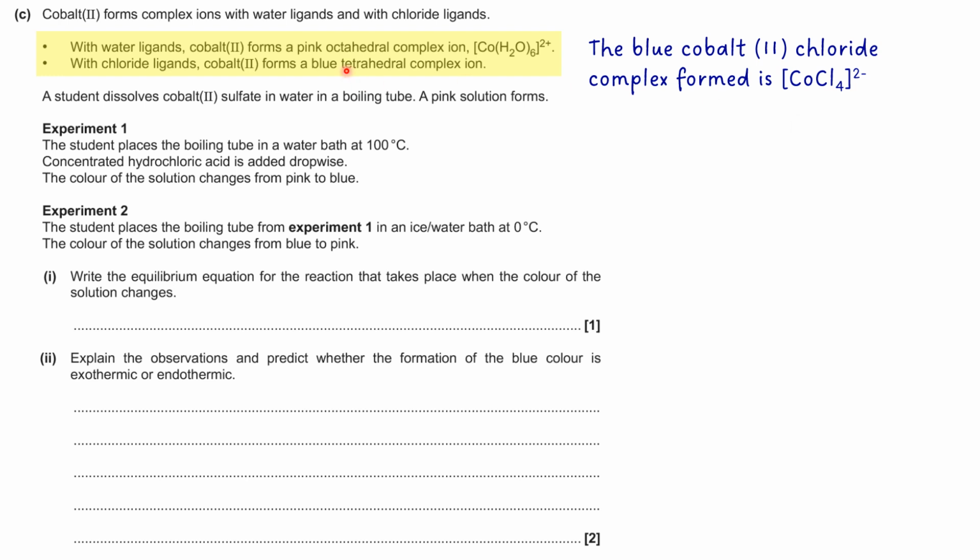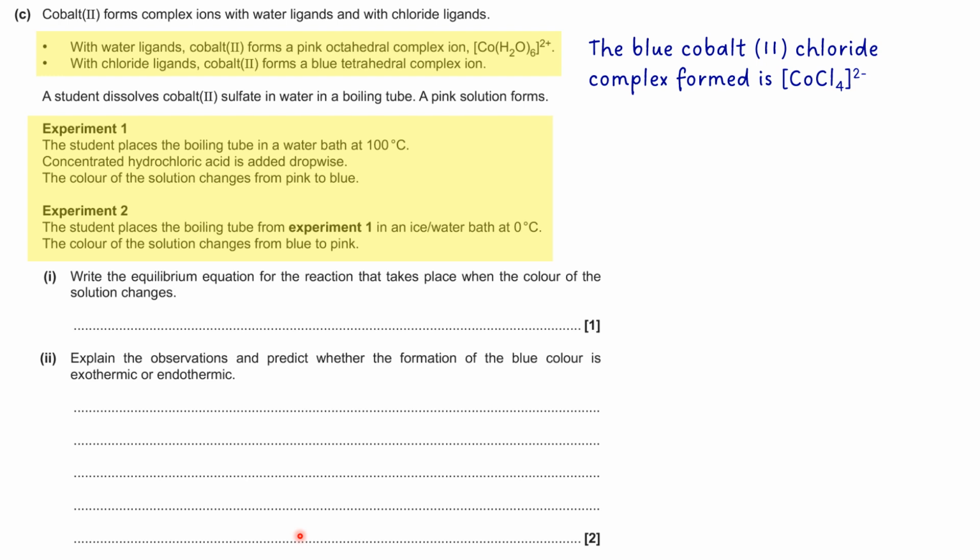Now it also tells you which colors they are: pink for the cobalt hexaaqua, which is this one here, and blue for your cobalt tetrachloride 2-. It then gives you a description of what the student does, and it asks you to write the equilibrium equation for the reaction that takes place when the color of the solution changes.